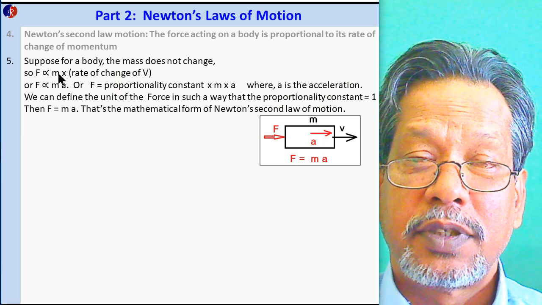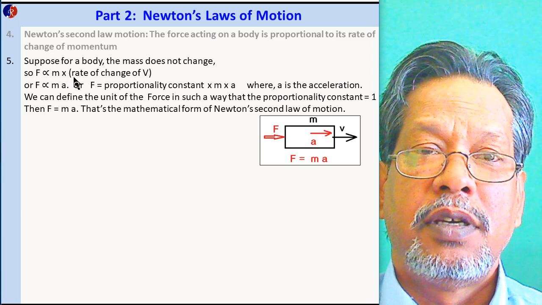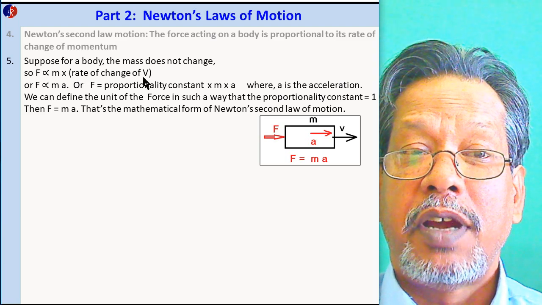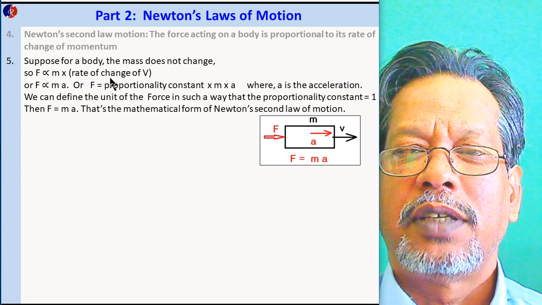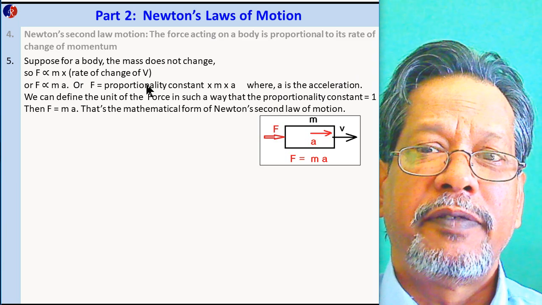Explain it with some simple example, maybe. Just fix it at 2 kilograms. You can show that the rate of change of 2v is the same thing as 2 times the rate of change of v. Okay, put some number for v.